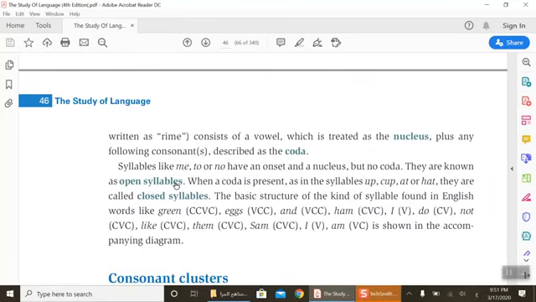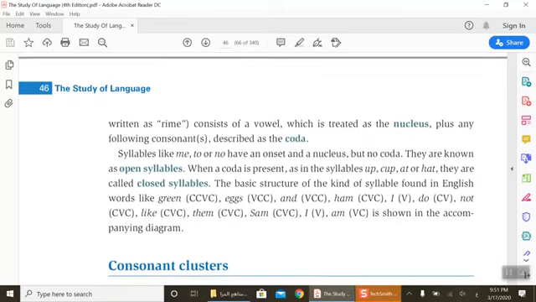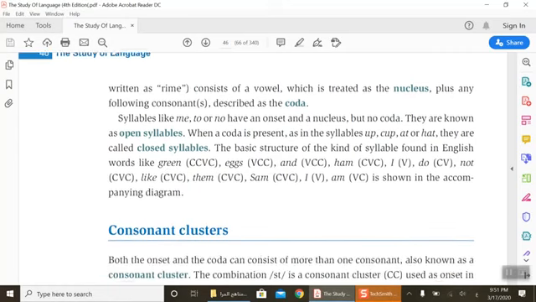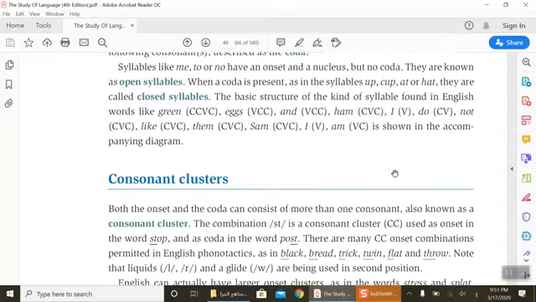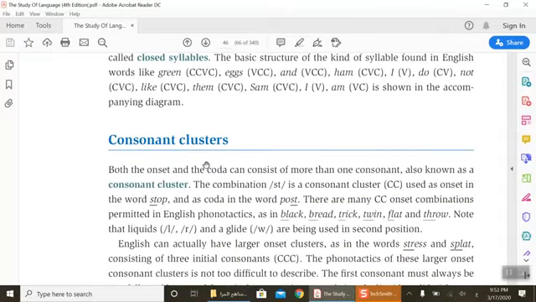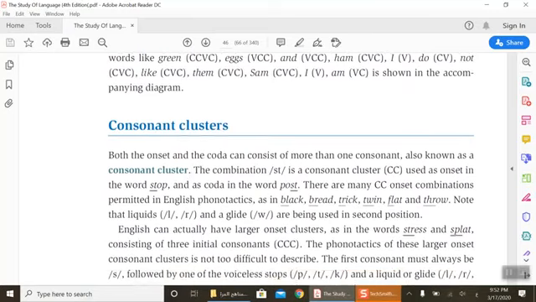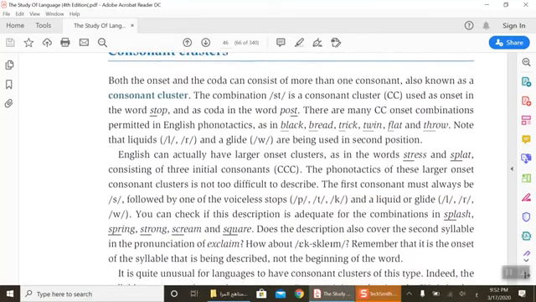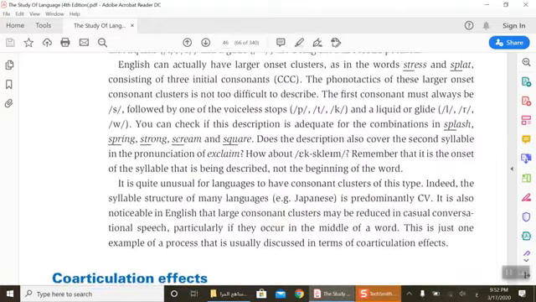What are open syllables, closed syllables? What is CVC, consonant, vowel, consonant? Okay, you can see here green, VCC, VCC, okay, CVC, VC, consonant clusters. The same thing here. When we say consonant cluster, it means consonant plus one consonant. Also, you are familiar with these sounds. Okay, you can read it.